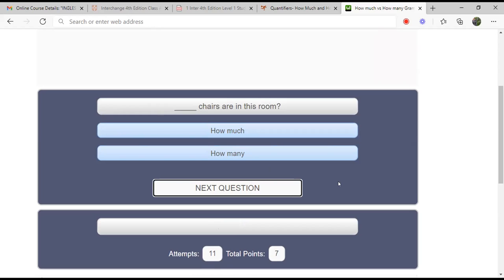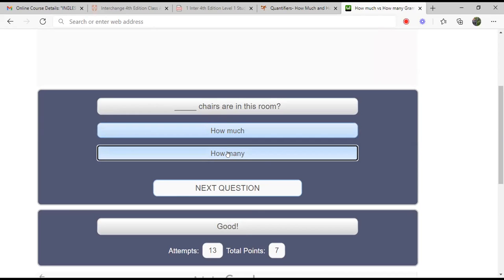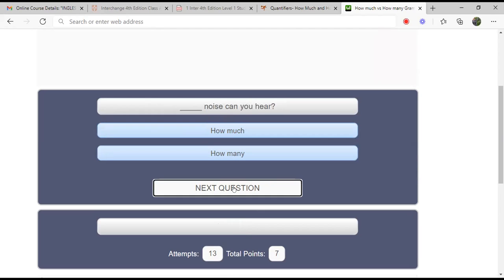Miss Susana, please. If you don't mind, please. I think, yeah, you're over here. All right. How much chairs are in this room? All right. In this case, it's incorrect because it's plural, okay. You know, chairs. How many chairs are in this room? Correct. Yeah. How many? And then I'm going to just choose one last person over here.